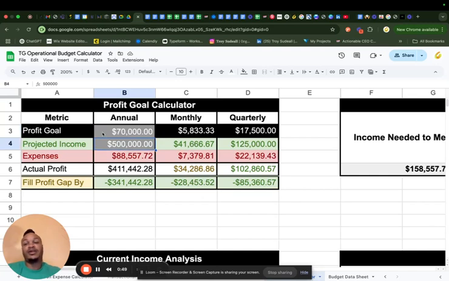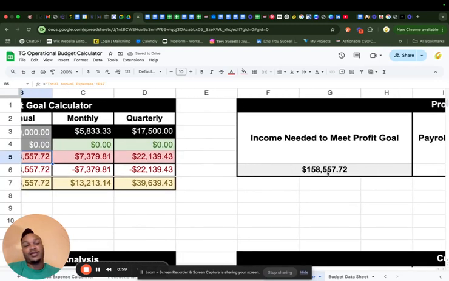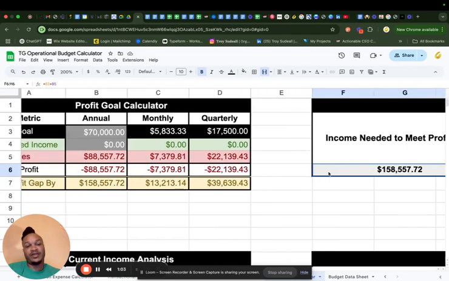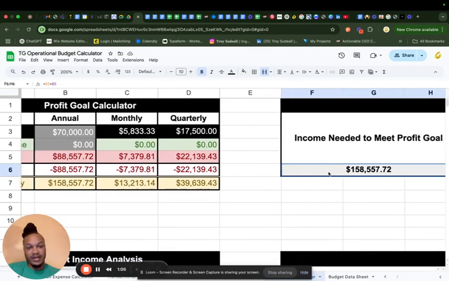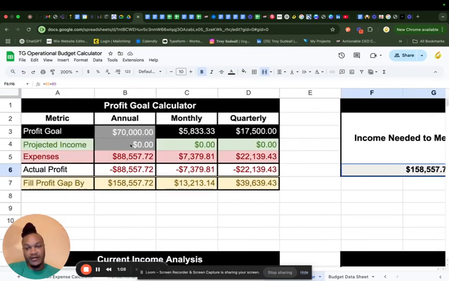So here we have an example of a profit goal of $70,000 a year. Let's say this was not filled in. We want to know how much we need to make. Right here is going to let you know you need $158,557 to meet your profit goal of $70,000. That number is also right here. So this is how much you need.